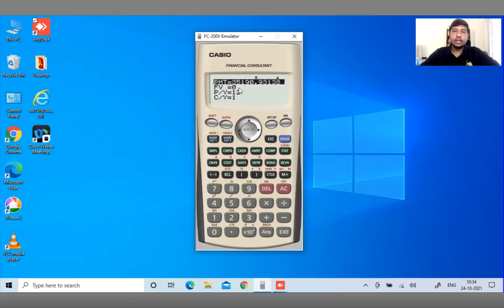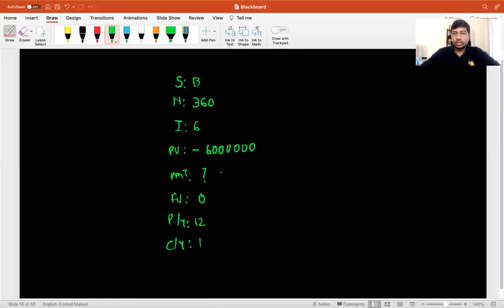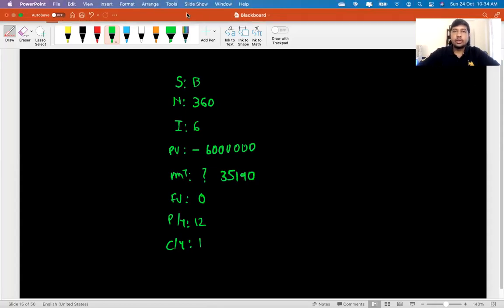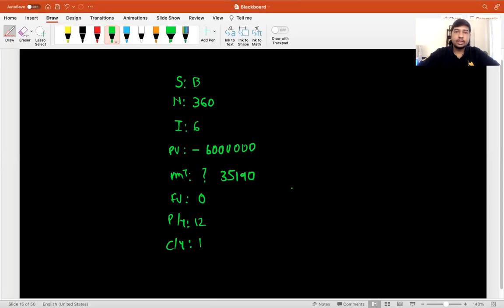When you do that, the answer that you get is 35,190. So 35,190 is the answer. Okay. So some of you have got the right answer. That's fantastic. If you have to do this in Excel, how do you do this?